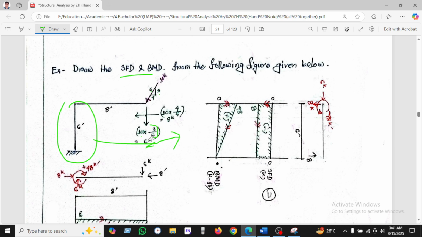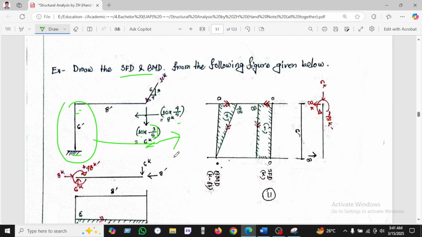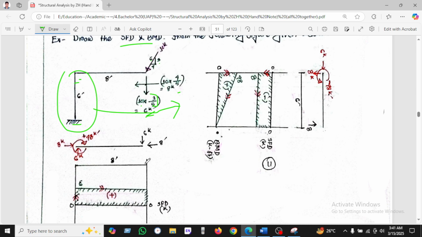6 kip load is downward, and 8 kip load is left side. So this load is applied to here, as we know, applied to all this load. We have to apply to all this here. So first of all, I think we have to calculate this portion, not this portion. So I'm just erasing here. As we have been getting all this value, all the values have been found.